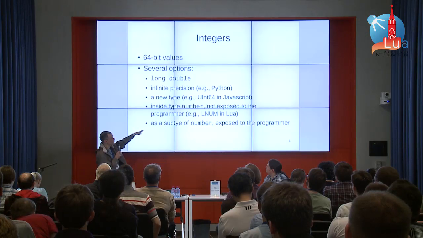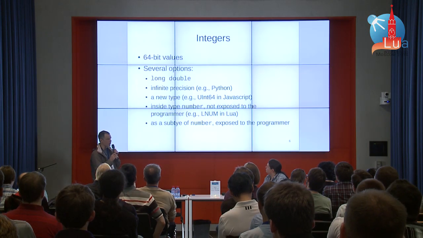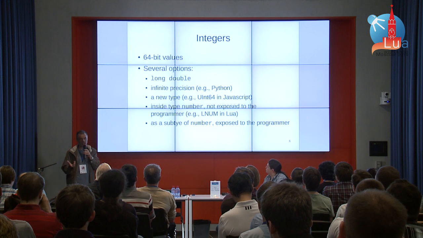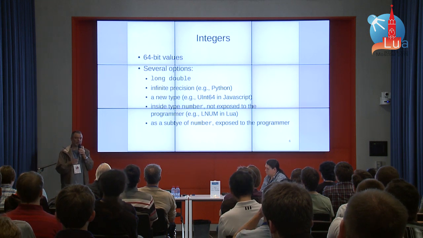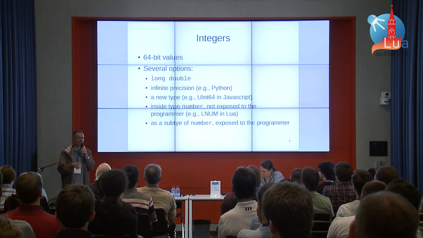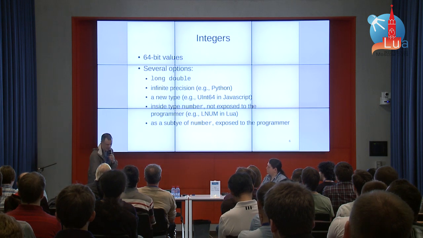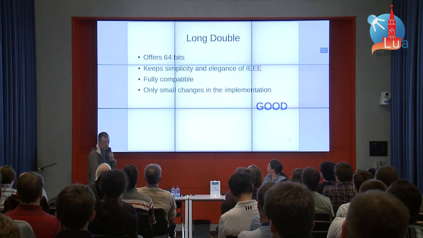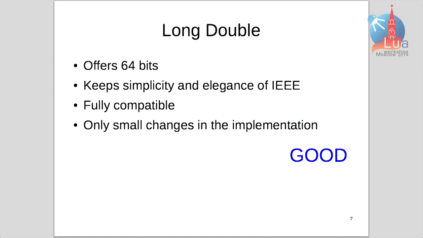So the idea is that inside Lua, we can represent numbers both as integers and as floating points, but the programmer doesn't see that. It's kind of transparent to the programmer. Or we could have, again, a subtype of number, but expose it to the programmer. That is, the programmer can know whether a number is being represented as an integer or as a float. So what's good and bad about these options?